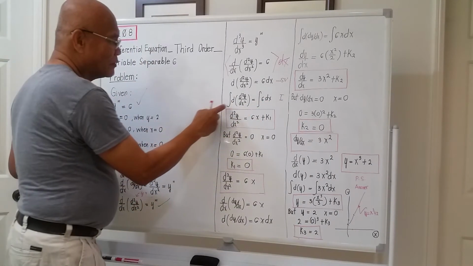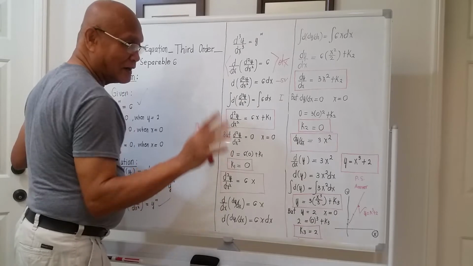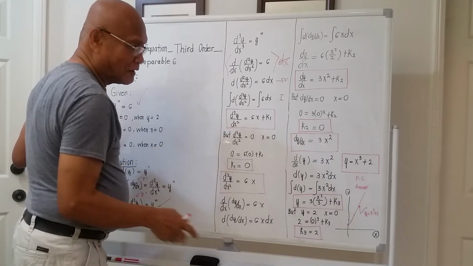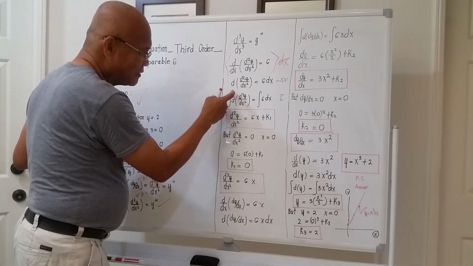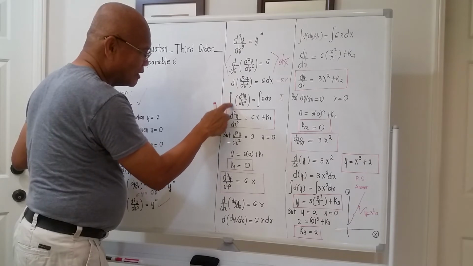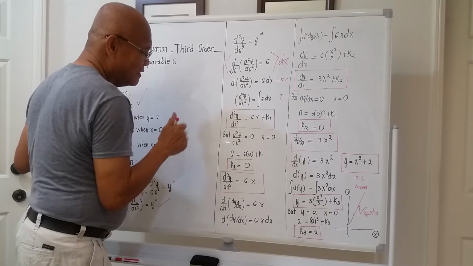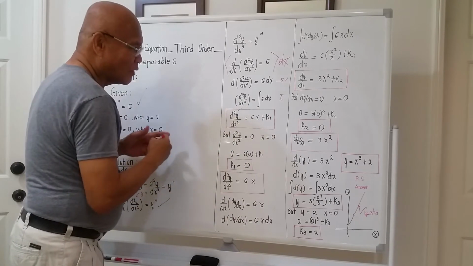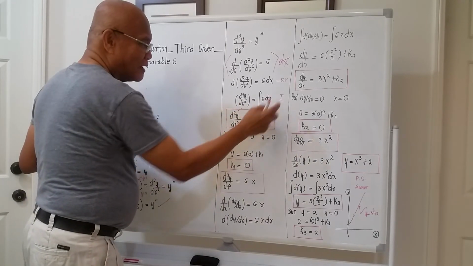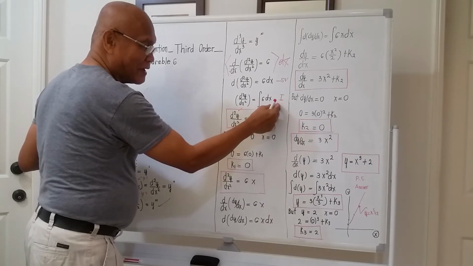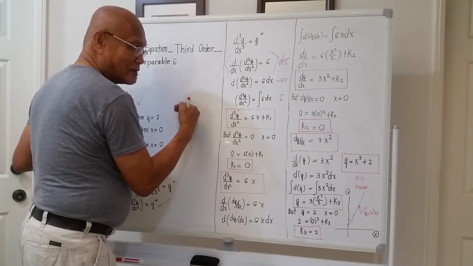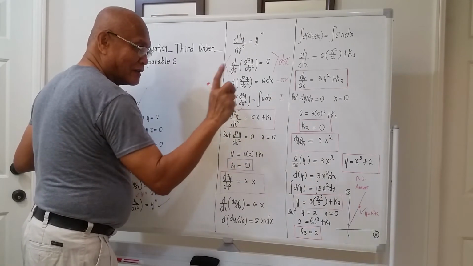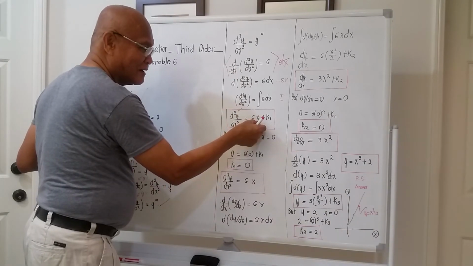The integral of the differential of this one, from integral calculus, if the integral goes near the differential sign, they will cancel out each other. So what remains on the left will be d square y over dx square, equal to, the integral of the right hand side is a constant times dx. We bring out the 6, then we integrate dx, and the integral of dx is just x plus k1.